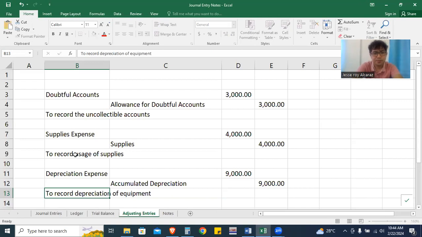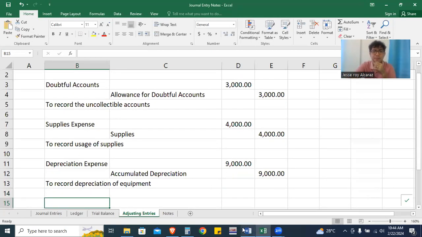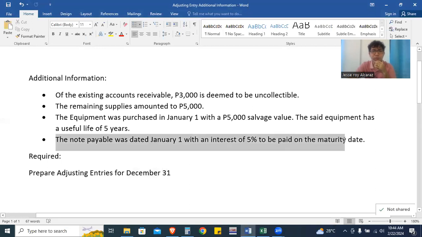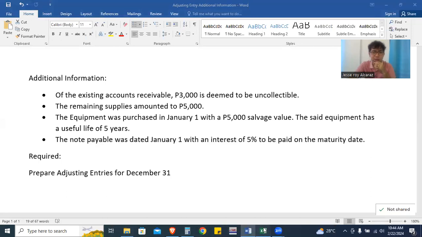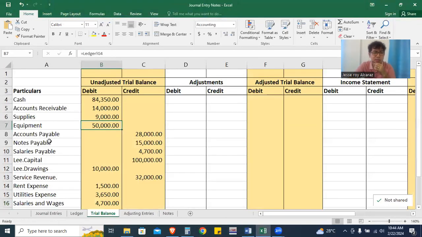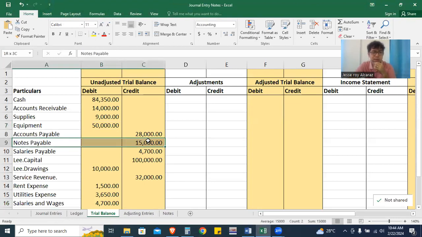of equipment. And then lastly, the note payable was dated January 1 with an interest of 5% to be paid on maturity date. So this entails an accrued income. So trial balance again, check how much is our note payable. Okay, note payable is 15. So take note that this is a liability. Therefore, the interest that we will be computing is an expense and not an income.